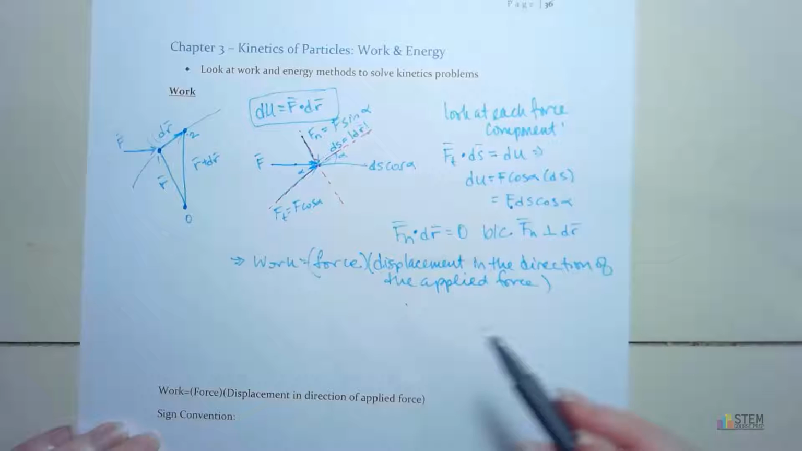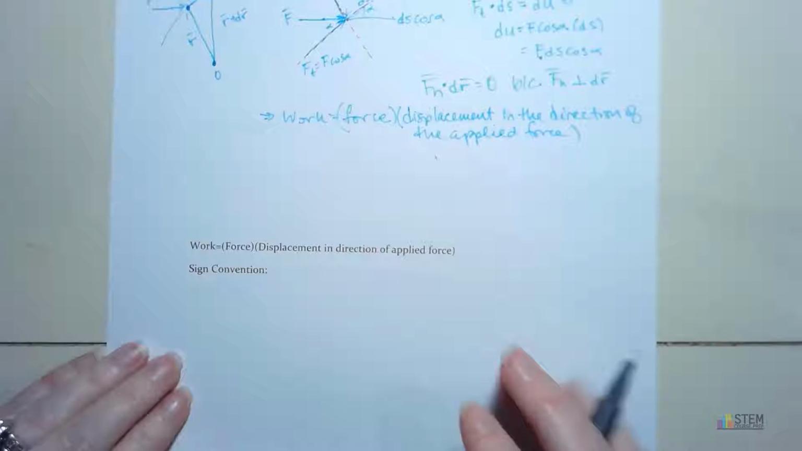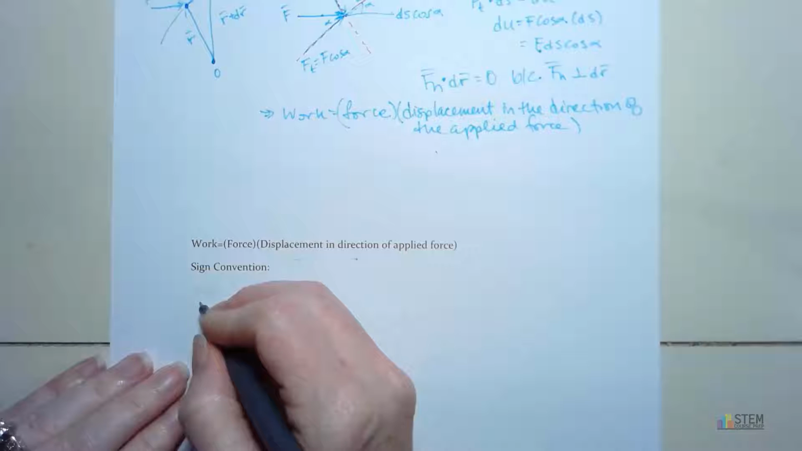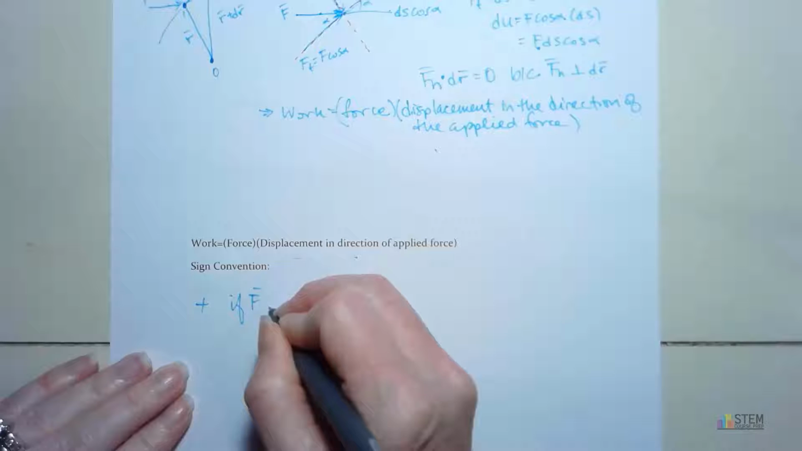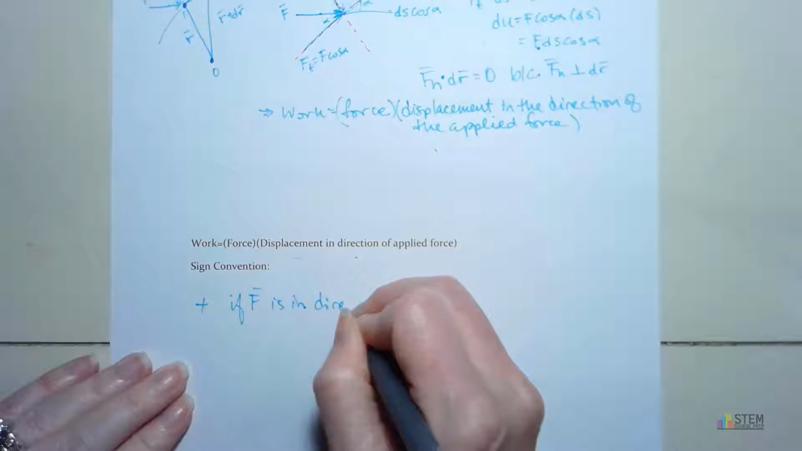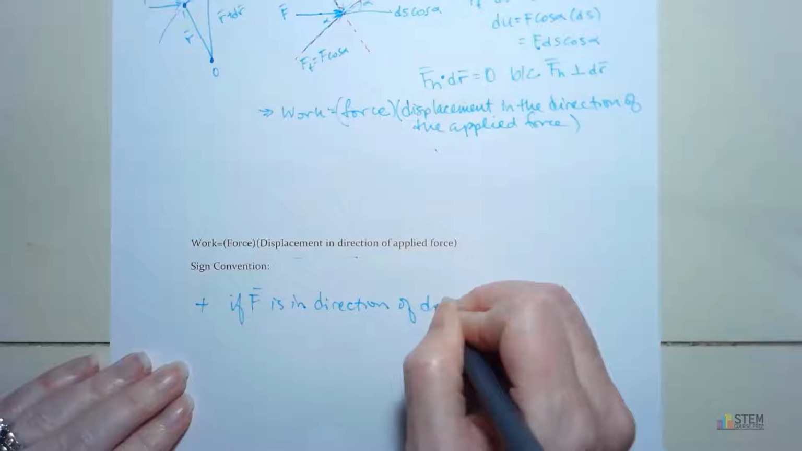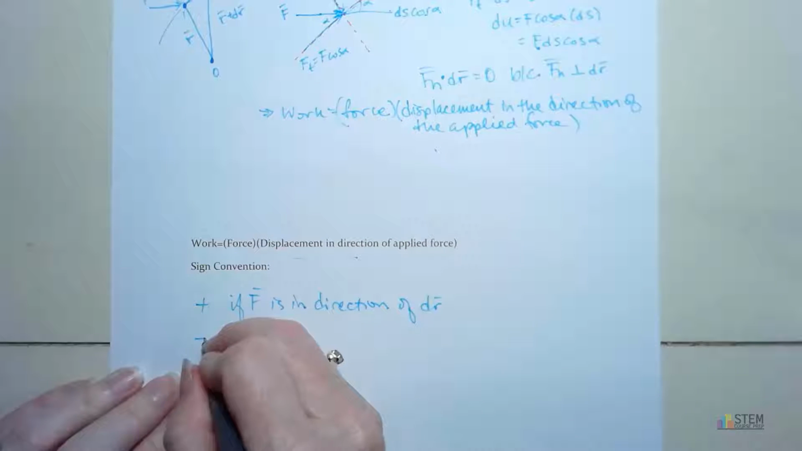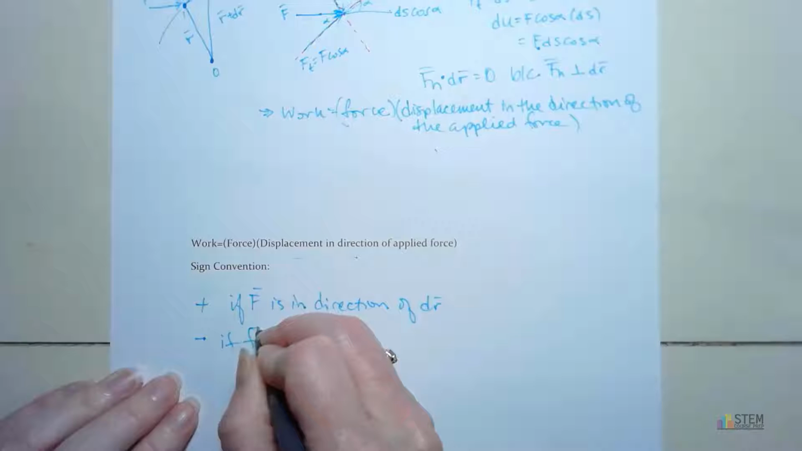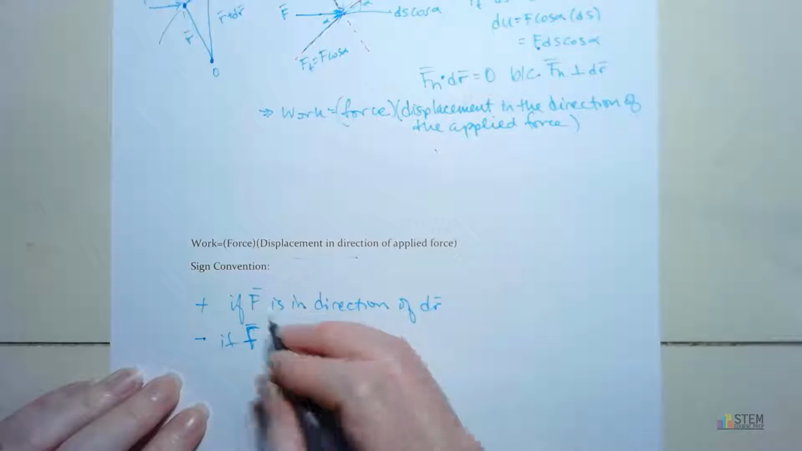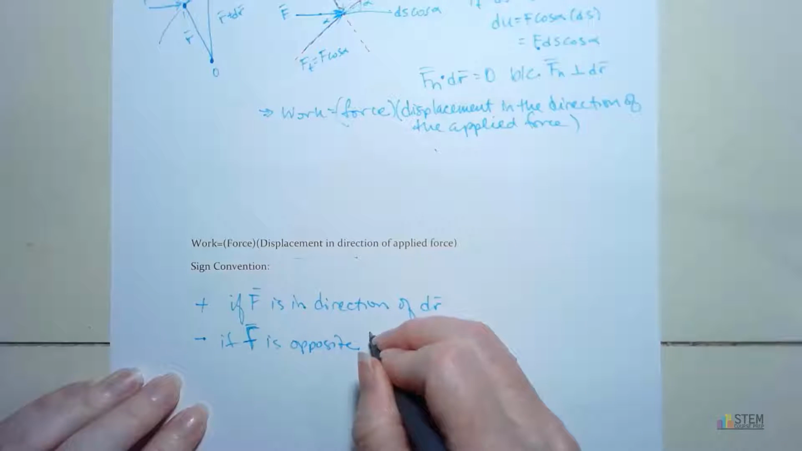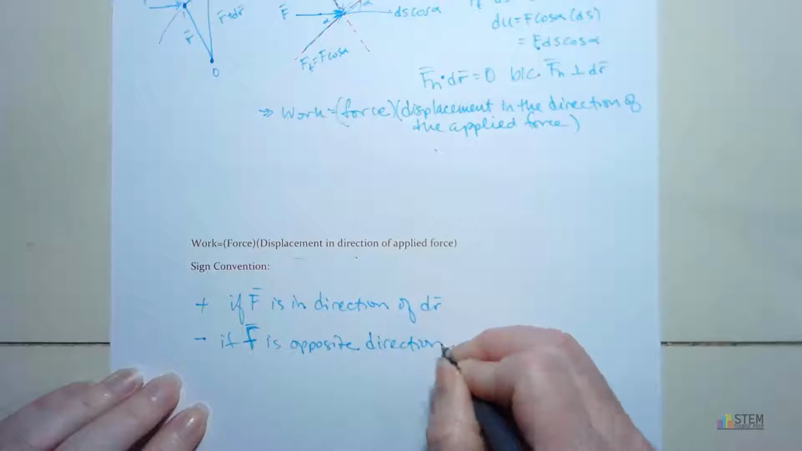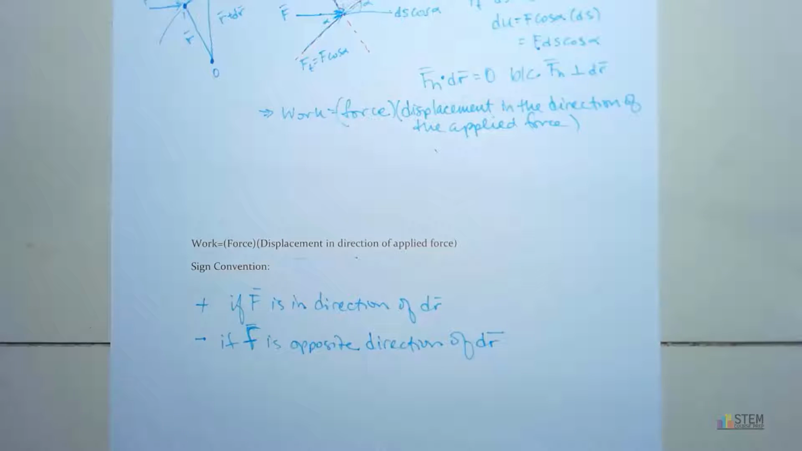Now, we need to look at our sign convention. Actually, here's that written down again. So for the sign convention, we're going to have positive work if F is in the direction of dr, and then it's going to be negative if the force, it's an F there, is opposite the direction of dr. Okay, so that'll be our sign notation.